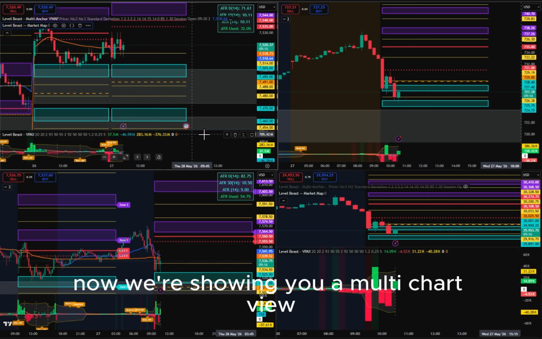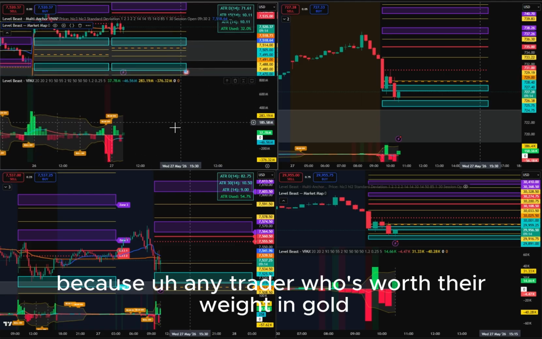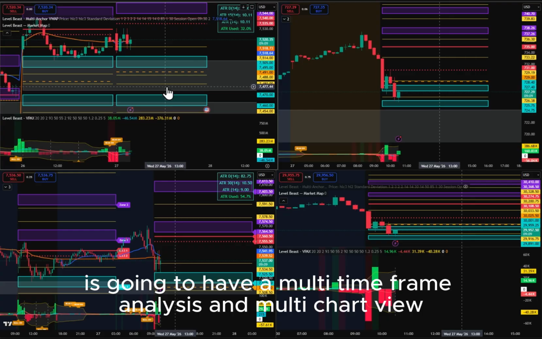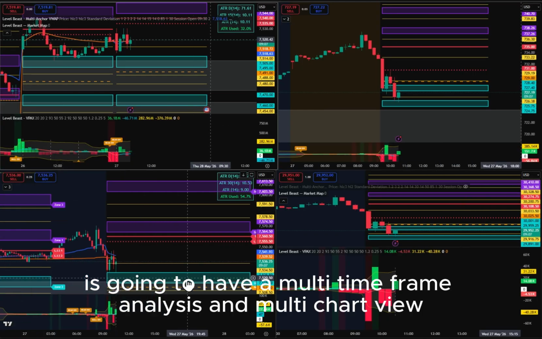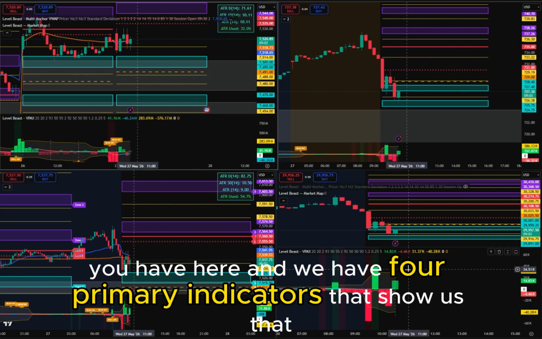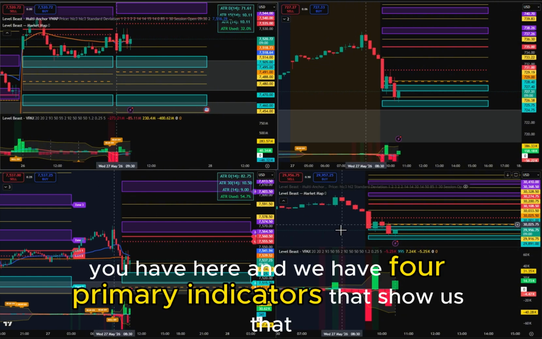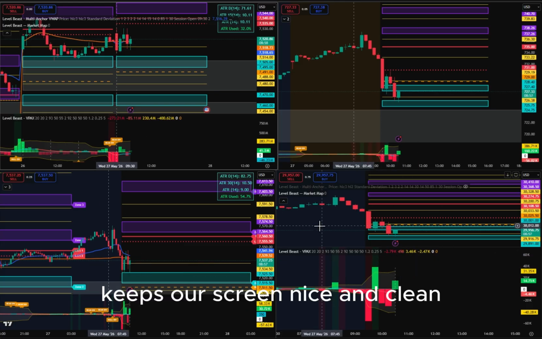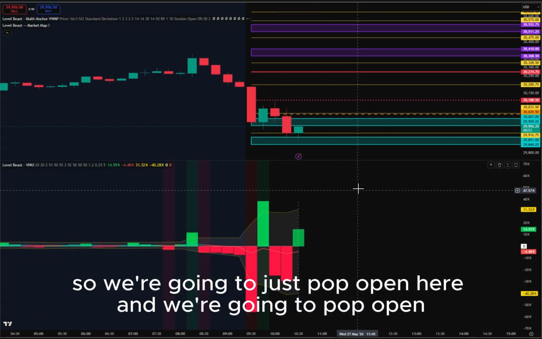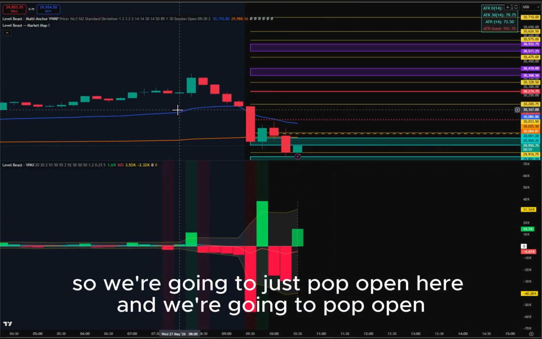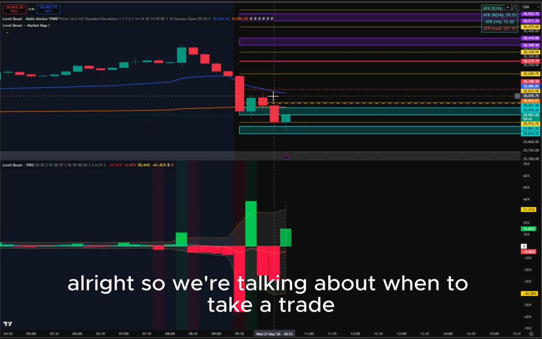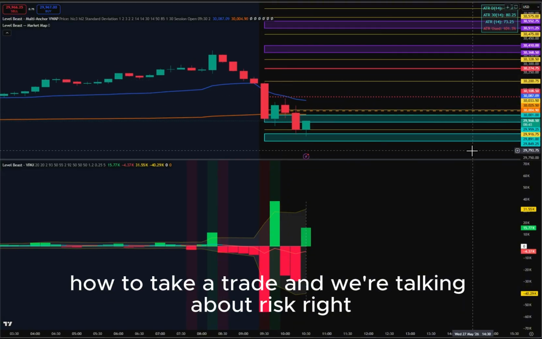Now we're showing you a multi-chart view because any trader who's worth their weight in gold, who understands trading, is going to have multi-time frame analysis and multi-chart view. We try to get it into one single view like you have here. And we have 4 primary indicators that show us that. Keeps our screen nice and clean, just like this. All right, so we're going to pop open NQ.